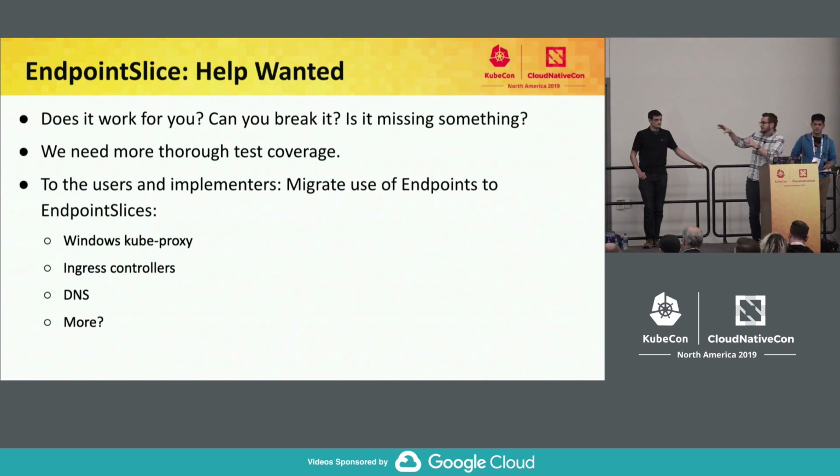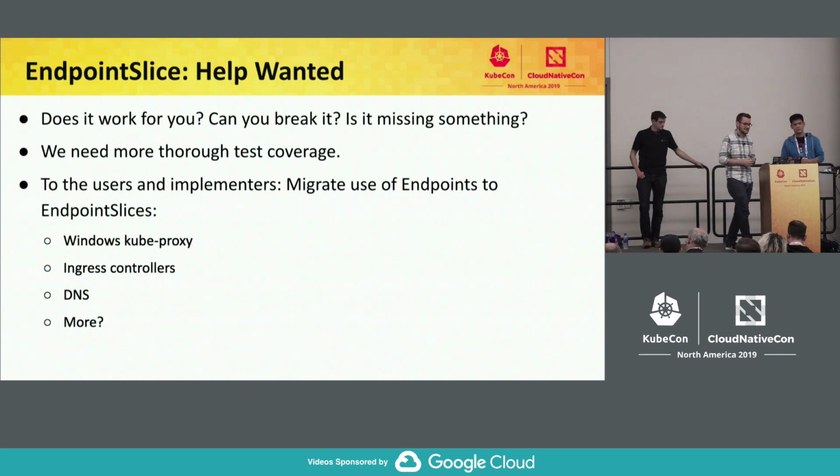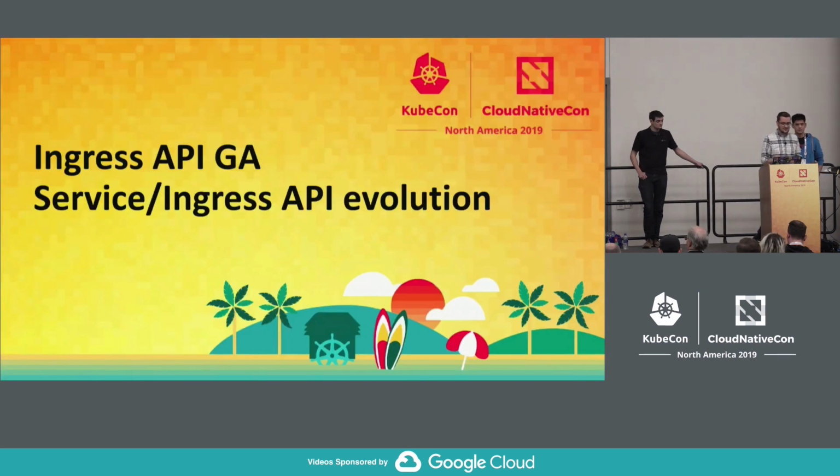And then maybe the biggest thing of all, we want to migrate the use of the endpoints API over to endpoint slices. So this includes things like the Windows implementations of Kube Proxy, Ingress controllers, DNS, and probably other things that I haven't listed here. But with that, I'll turn it over to Bowie to talk about Ingress.